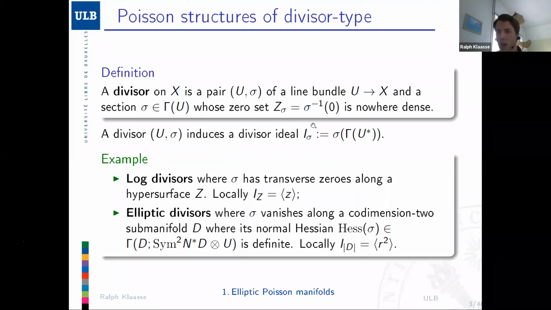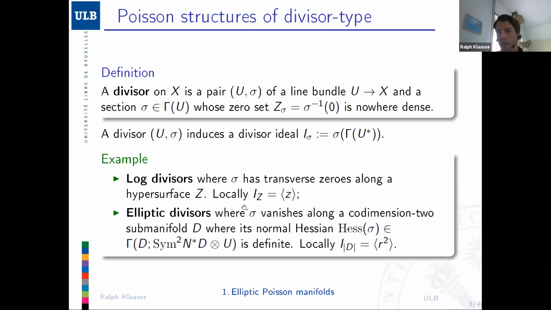I don't know if you can actually see my cursor, but there's a divisor ideal here. This is the thing that's measuring how singular something is. We basically today only deal with two of these. The simplest of which is the log divisor one, which I hope you're familiar with. It's just where the section sigma has transverse zeros. That means its zero set will be a hypersurface, so codimension 1. And locally, this thing is just the vanishing function for that hypersurface, which is like z or something, or x, whatever you want. The elliptic ones are a little bit more complicated.